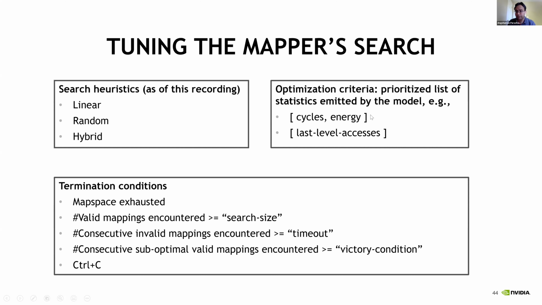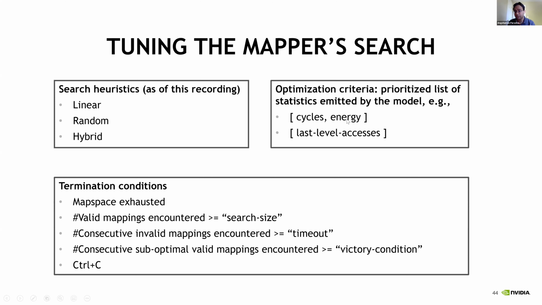Okay, you also need to give the mapper an optimization criteria, right? What is it looking for as it's searching through mappings? How does it know whether one mapping is better than the other? And that depends on the experiment you're trying to run as an architect. There's no universal prescription. So nominally, the model emits a large number of statistics. What we've done is filter a small set of them, and we've provided them as options for you to specify in the YAML as things that the mapper should look for, and it's a prioritized list.